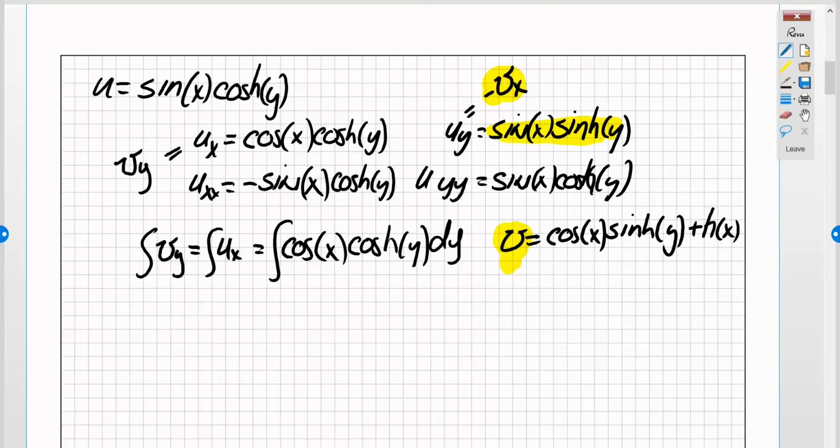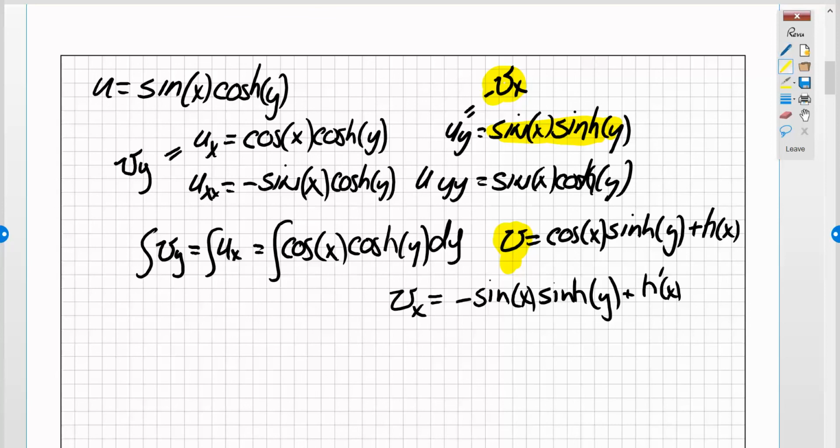So grab my pen back, and so v subscript x means dv dx is equal to the derivative of the cosine, which is the minus sine of x times the hyperbolic sine of y plus h prime of x. This term right here, its derivative.